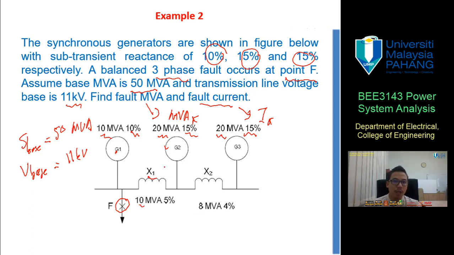First of all, remember, you need to find all the reactances in per unit. If you still remember, the original percentage is multiplied by S base over the original base. So that's the original base. Okay, let's go.